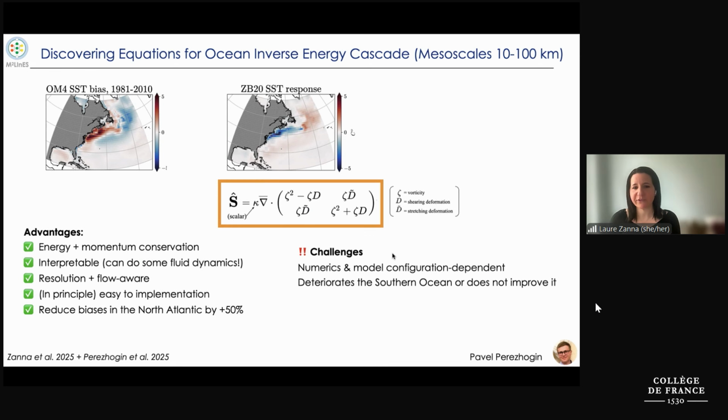Now, the challenge is it's like playing a game of whack-a-mole. We fixed the North Atlantic, but we did not improve the Southern Ocean. We kind of know why, to some extent: we're only capturing one aspect of the turbulent effect in this closure. There's another aspect that is related to buoyancy rather than momentum that we haven't captured. So we're working on this. Just because you're solving one problem doesn't mean you've solved everything.